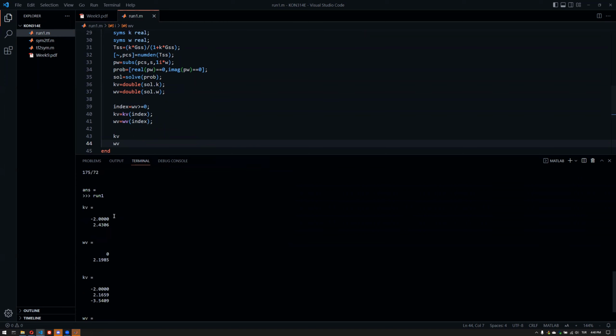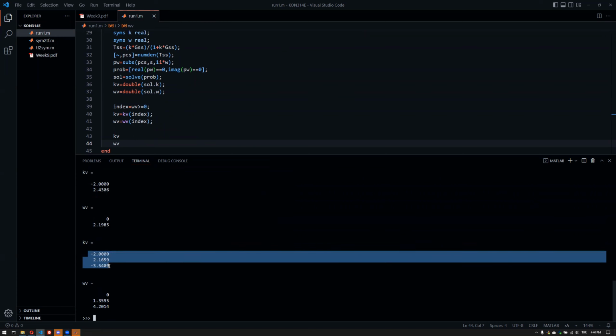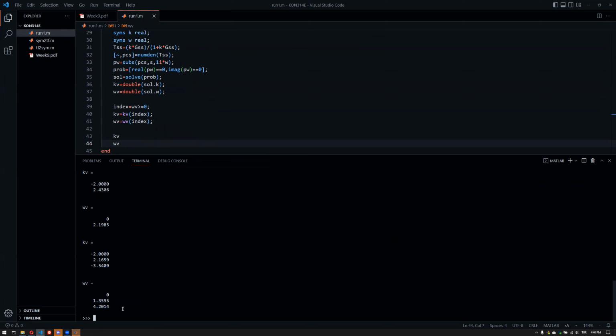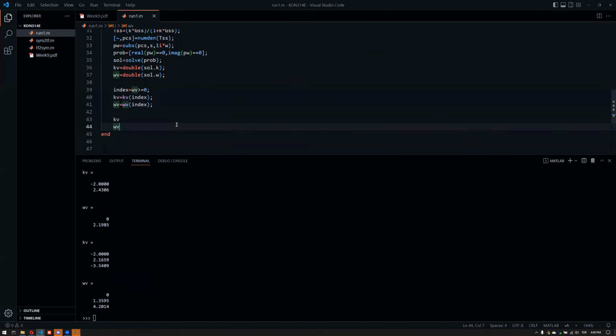So we have basically this one here: -2 and 2.43, 0 and 219, and then -2, 216, -354, and 0 and 1.35. So yeah, let's see. If k is greater than -3.5, it is also greater than -2, but the actual bound then would be -2. So the stability interval starts at -2 here, basically. And the upper bound is 2.16.